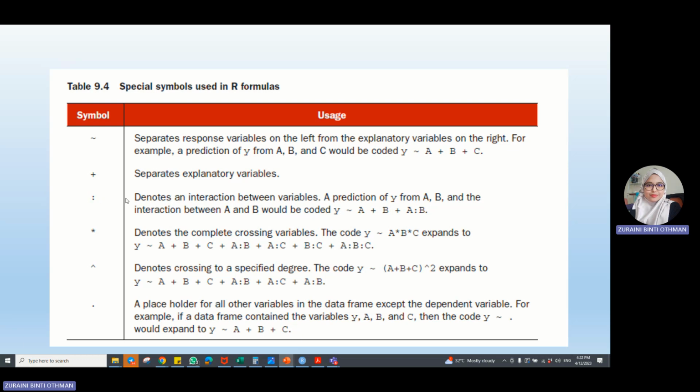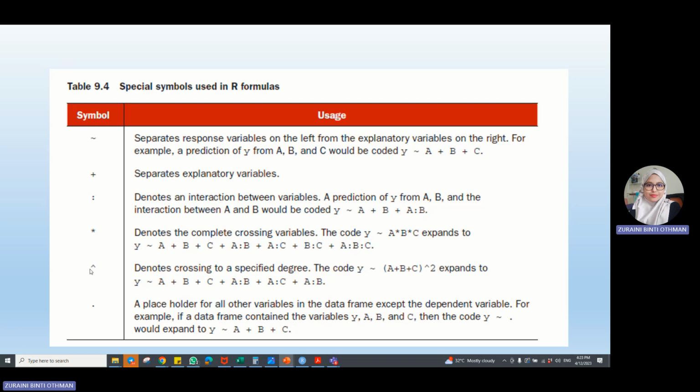Okay, and the colon here denotes an interaction between variables. If we have an interaction between A and B, we put A colon B. Okay, and the star here denotes complete crossing of variables. The code A star B expands to this, the complete crossing. We do not need to put them one by one like this; we only put the star and it represents all the main effects and all the interactions. This is expanded from this simplified method.